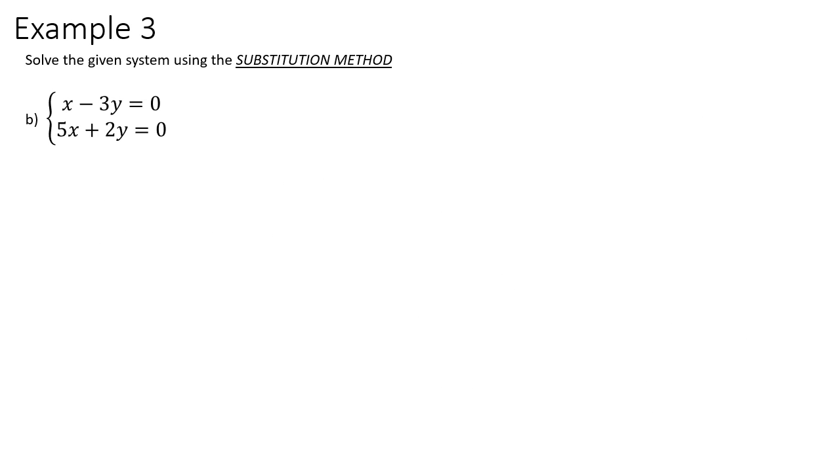Example 3, part B. Solve the given system using the substitution method. All right, so we've got two equations, 1 and 2, and we want to choose any one of those equations and solve for either x or y. It doesn't matter. However, it is easiest for us if we select the variable that has a coefficient of 1 or -1. So that means we're going to choose equation 1 and solve for x. I get x equals 3y.